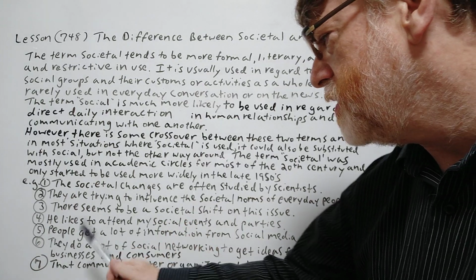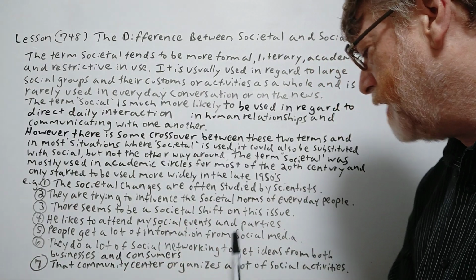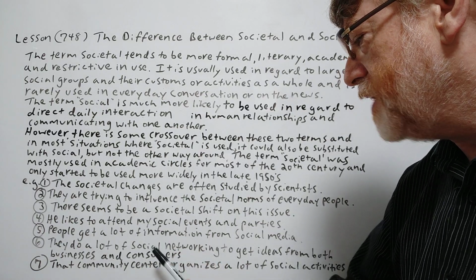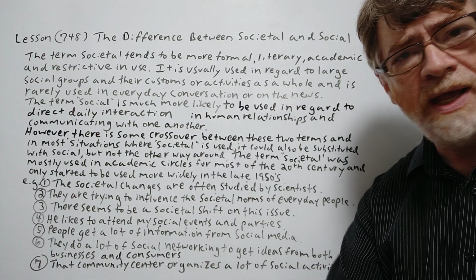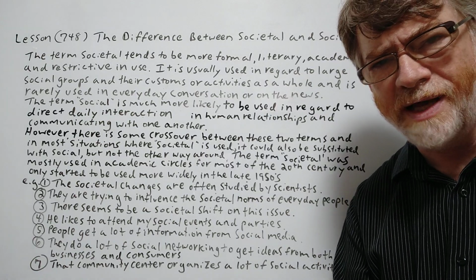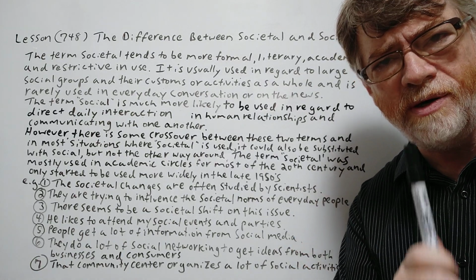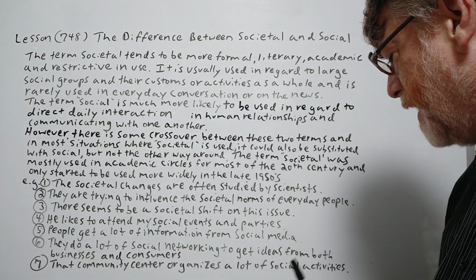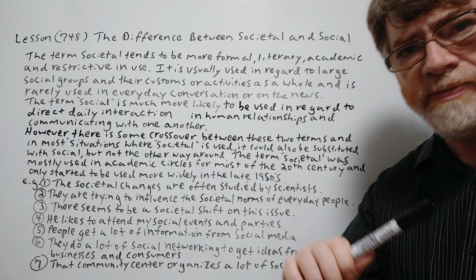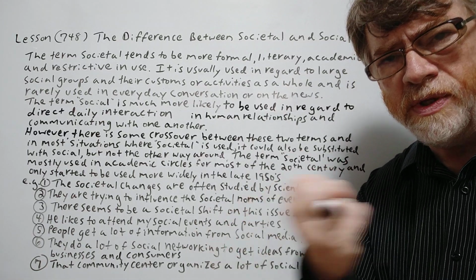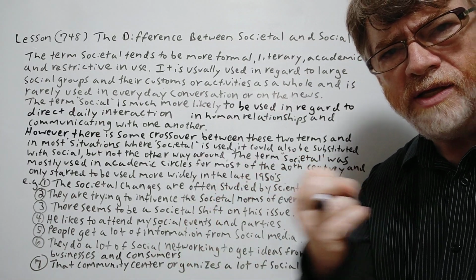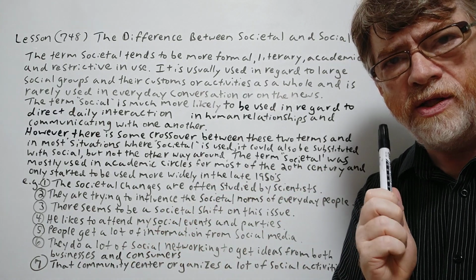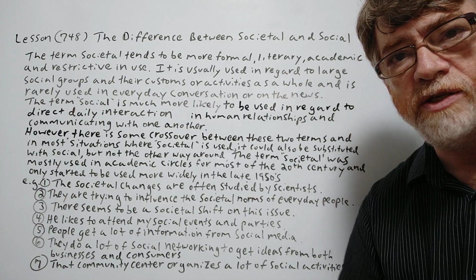Let's continue. Number 6, they do a lot of social networking to get ideas from both businesses and consumers. Again, social networking, so common, you couldn't substitute it with societal. That would be really weird and awkward. And number 7 here, the community center organizes a lot of social activities. So again, interactions, everyday actions with communications and interactions with people communicating with each other, interacting with each other. The word social is much more likely to be used.